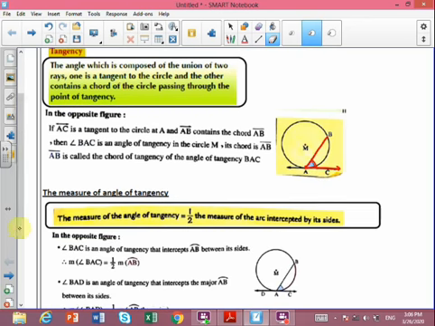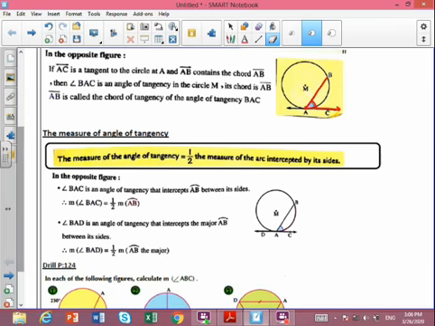What will be the measure of the angle of tangency? First, think that this angle of tangency equals half the measure of the arc intercepted by its sides. As you see here, its sides are BA and AC. Where is the arc intercepted between its sides? This is the arc. The angle of tangency equals half the measure of this arc.